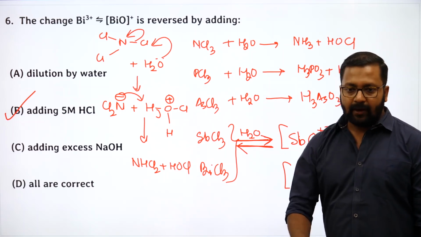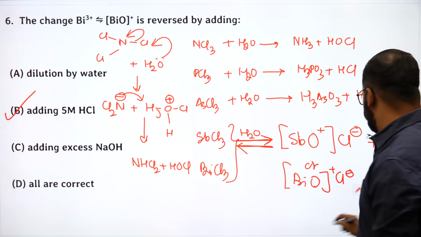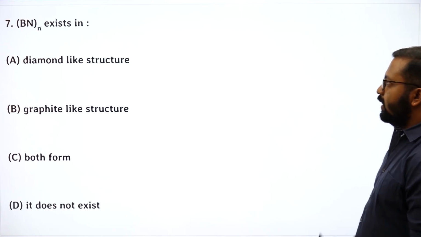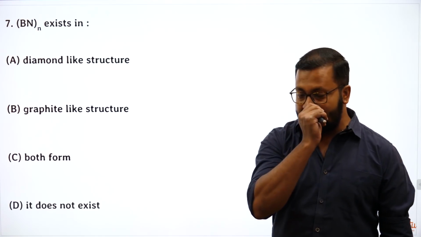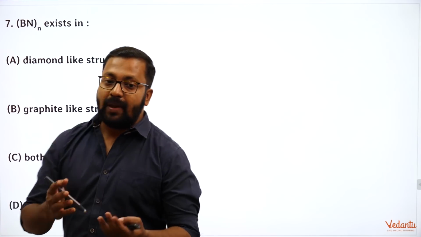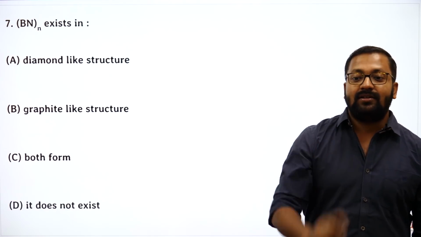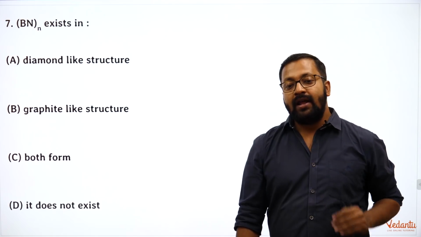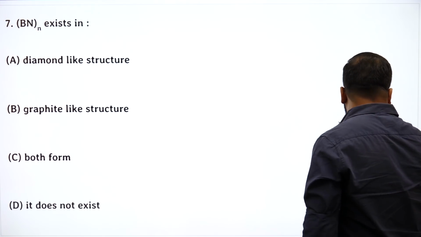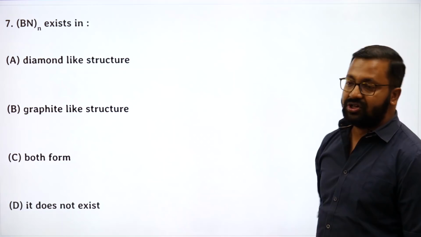B. Okay, let's move on to the next question. BN is known as boron nitride. A lot of people know that BN shows a graphite-like structure, but here is a major misconception.